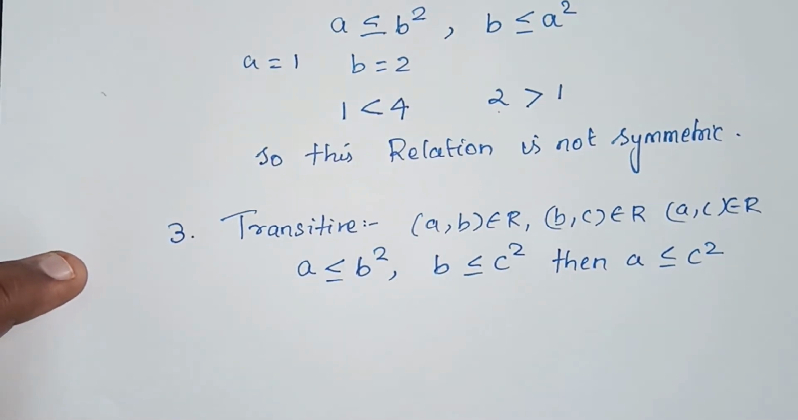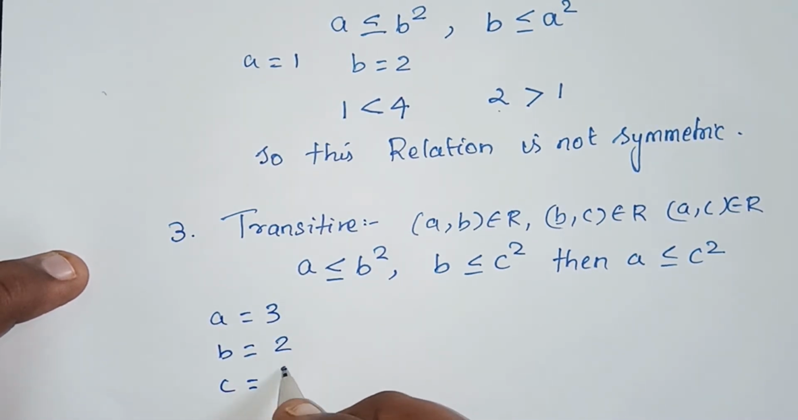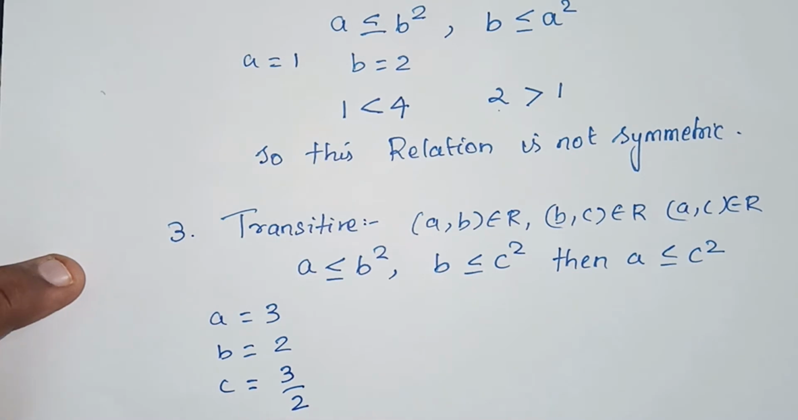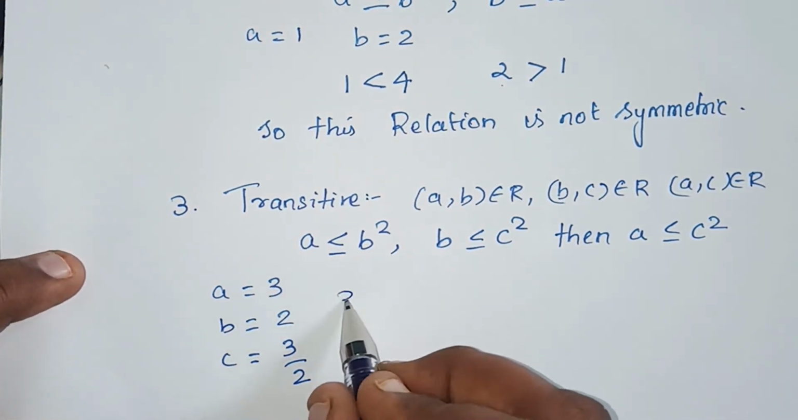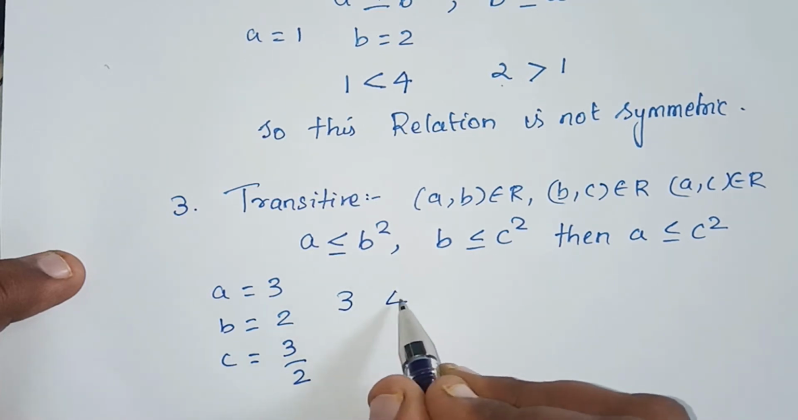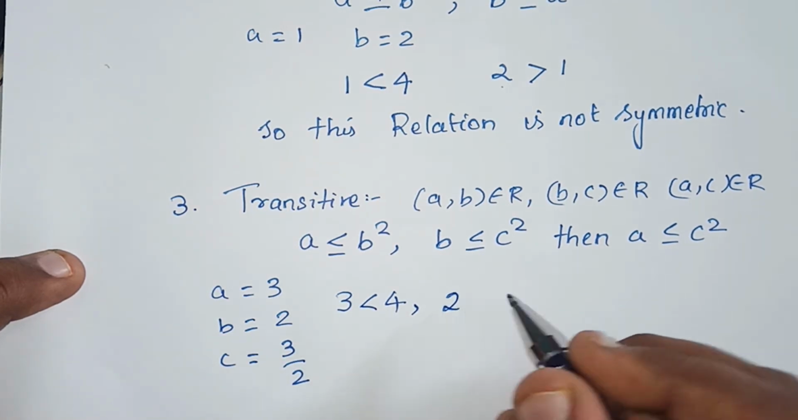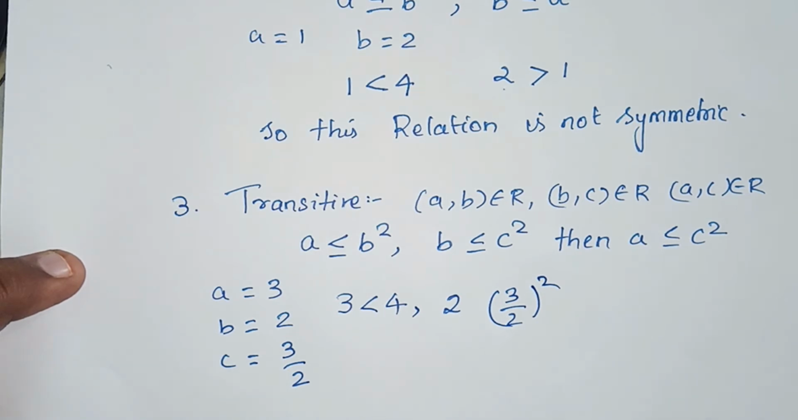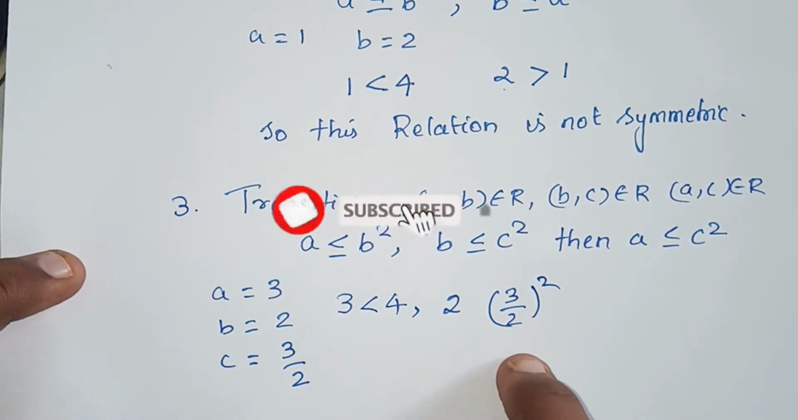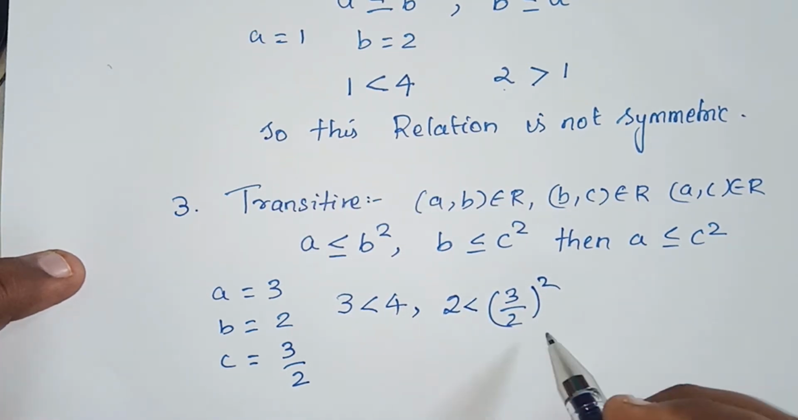For example, we can take a as 3, b as 2, c is equal to 3/2, because it is a real number, so I can take a rational number also. So a is 3, b is 2, b square is 4. So 3 is less than 4. Okay, this condition is satisfied. b is 2, c is (3/2) the whole square. 3/2 is 1.5, and 1.5 squared is 2.25. So 2 is less than 2.25. So it is also true.